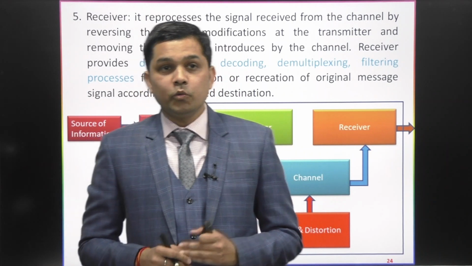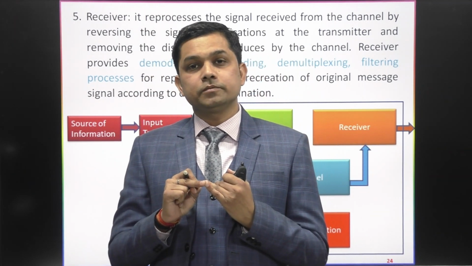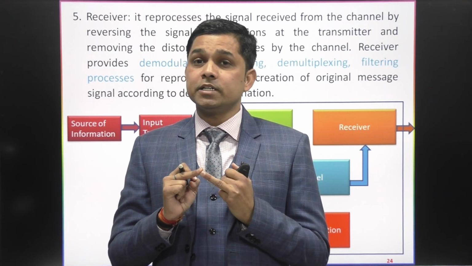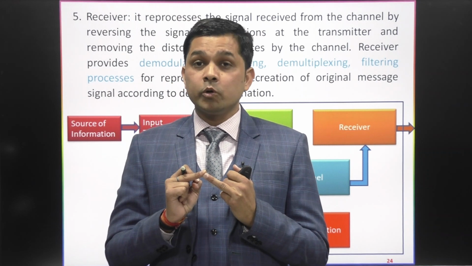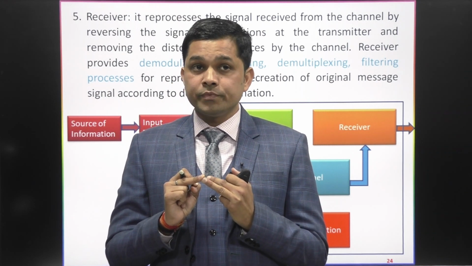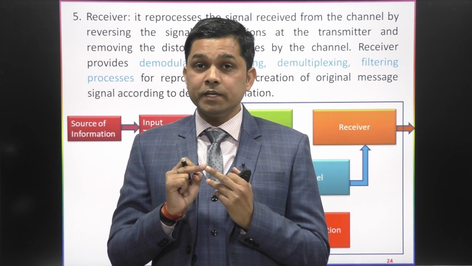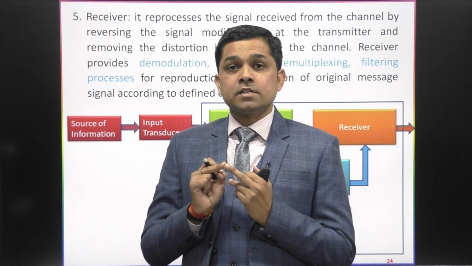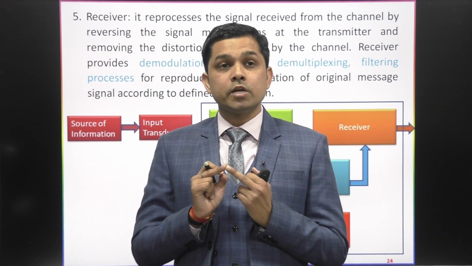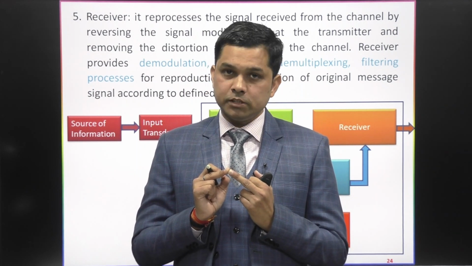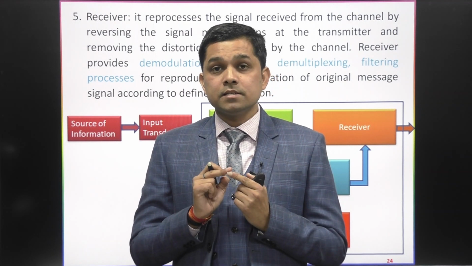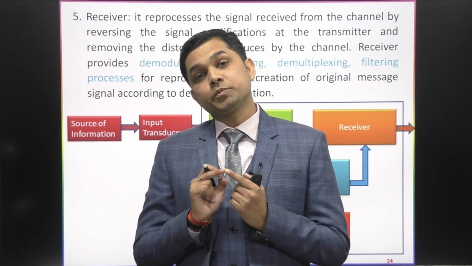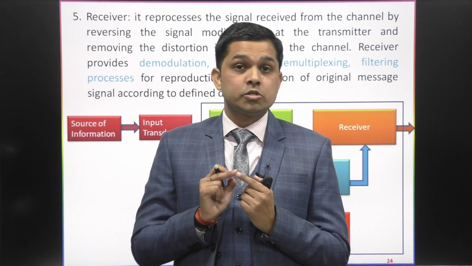At that point, we complete the source of information, which generates the original message. We complete the input transducer that will convert our original message into electrical form. Then we complete the transmitter. The transmitter does all the processing and makes our signal suitable for transmission over the channel. The channel is the path between the input side and the output side, or between the source and the destination.